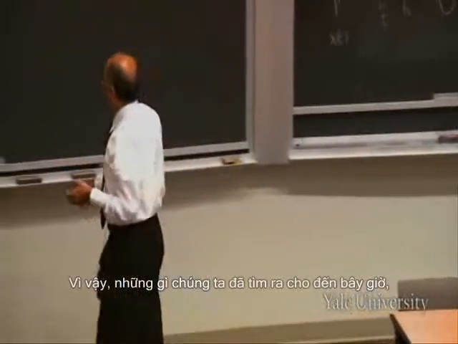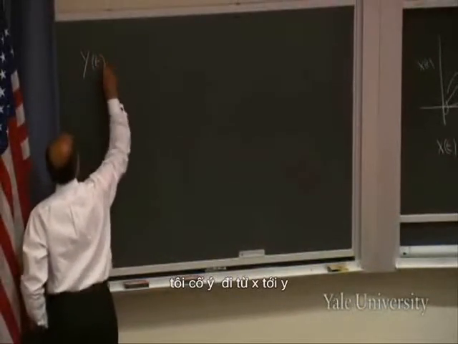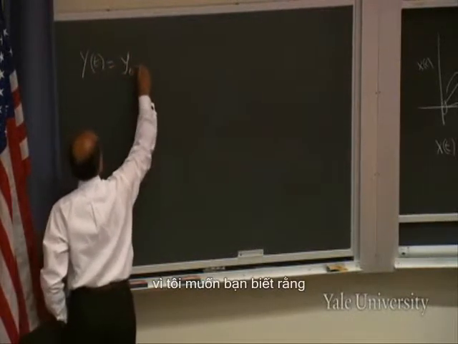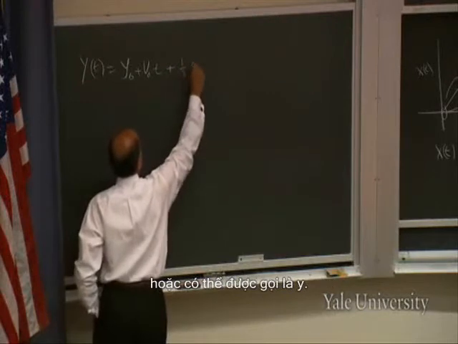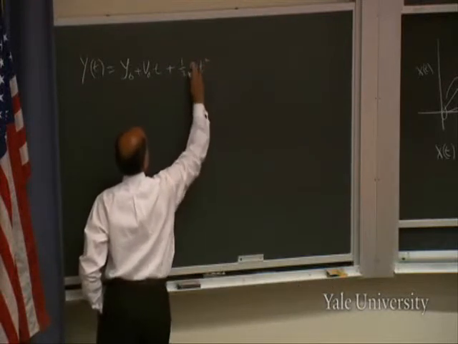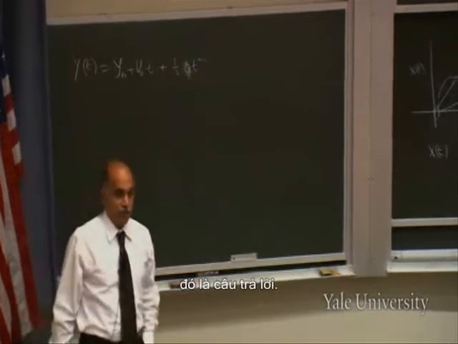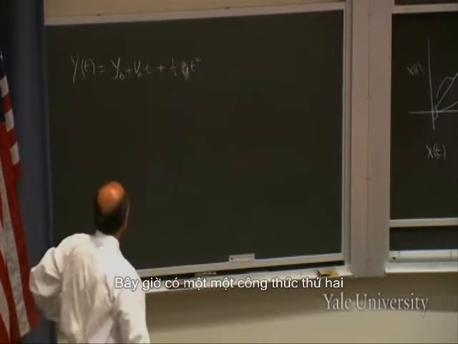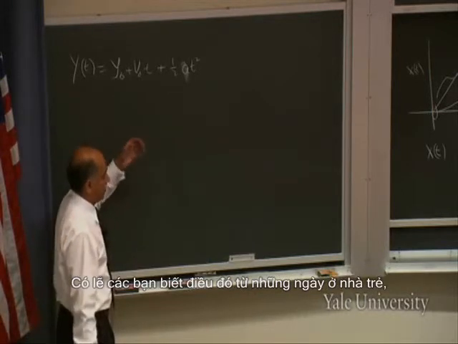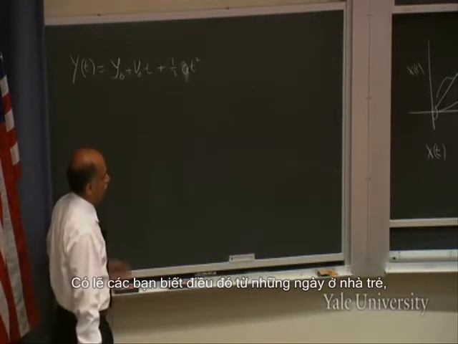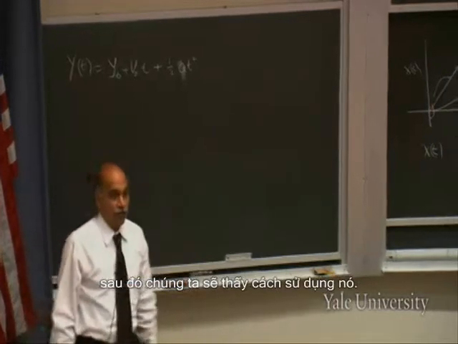So what we have found out so far, I'm purposely going from x to y because I want you to know that the unknown variable can be called an x or can be called a y. It doesn't matter. As long as the second derivative is a, that's the answer. Now, that's the second formula one derives from this. You guys probably know that too from your days at the daycare. But I want to derive that formula and put it up. Then we'll see how to use them.